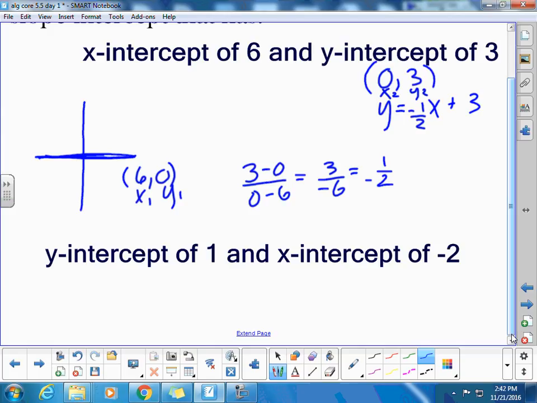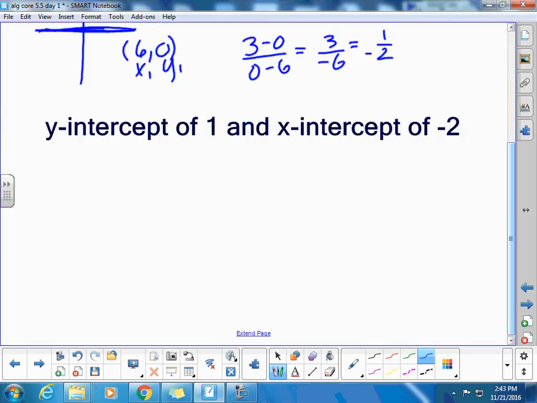So now let's look at this one. Y-intercept: x is 0, y is 1. That's what that means. X-intercept: x is -2 when y is 0. Well, the y-intercept is half my equation. Y equals something x plus my y-intercept, plus 1.